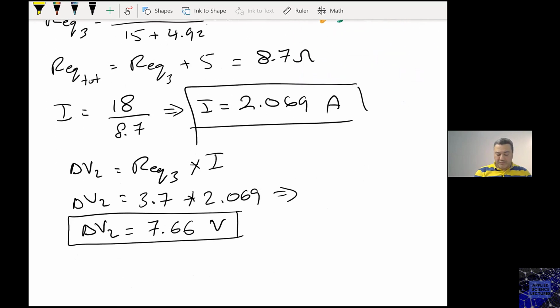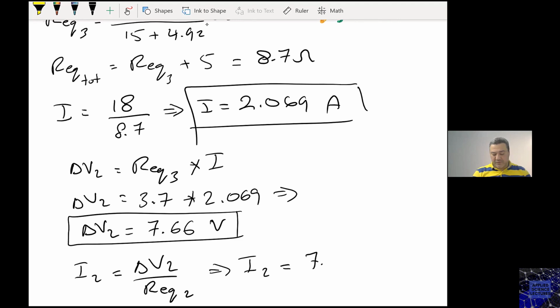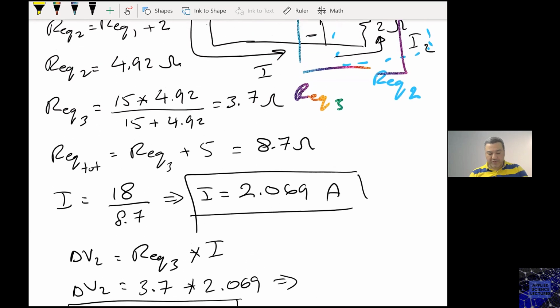Then I2 is delta V2 divided by R equivalent 2, and I2 is 7.66 divided by R equivalent 2, which is 4.9.